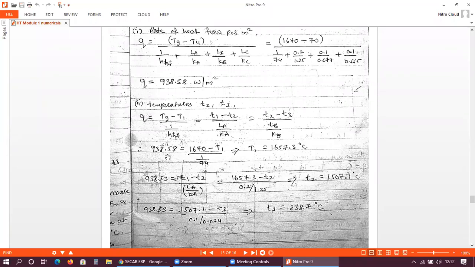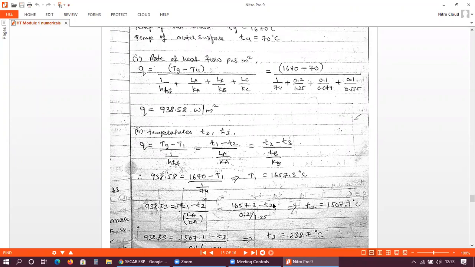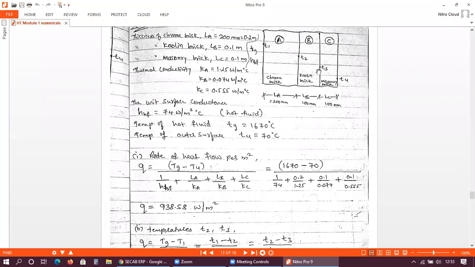Now you equate this to the third equation, because T3 is also required. So Q, the rate of heat transfer, is equal to 938.53, which is equal to 1507.1 minus T3 divided by 0.1 divided by 0.074. So T3 will be 238.7 degrees Celsius. This is the temperature T3 at this point. So we have calculated T2 as well as T3.